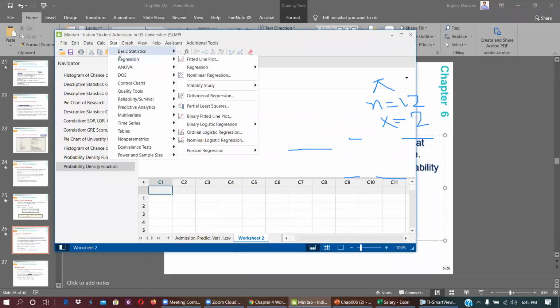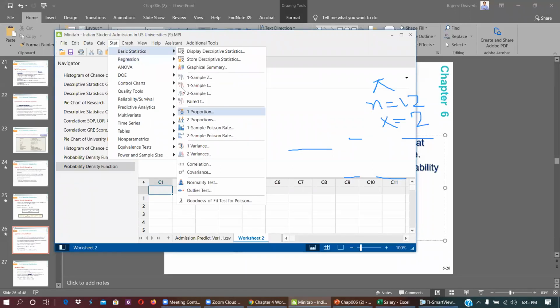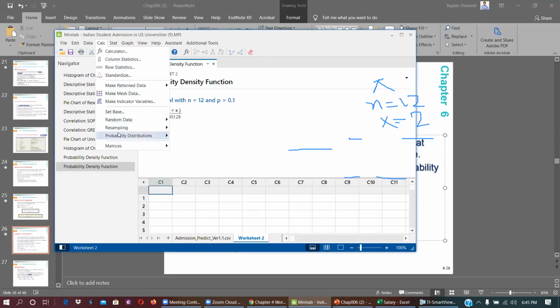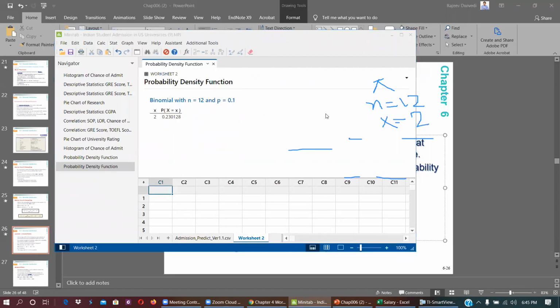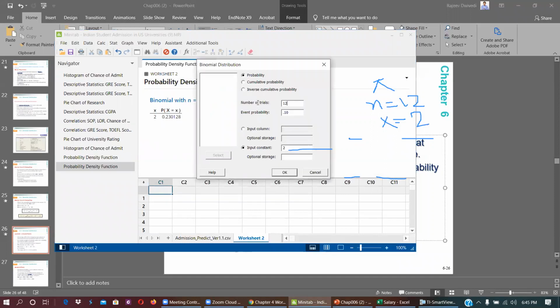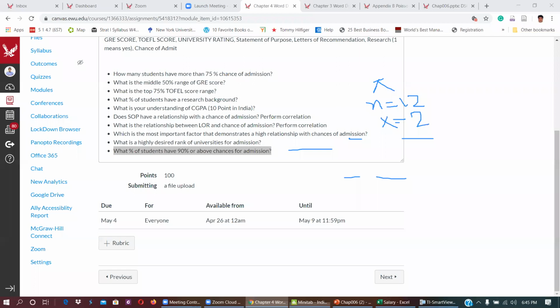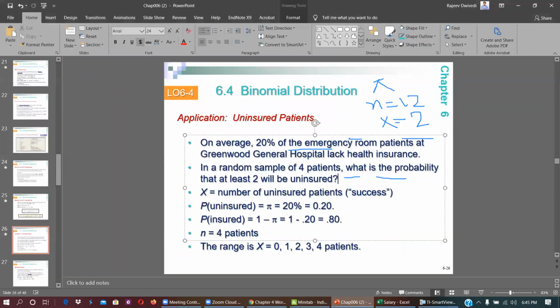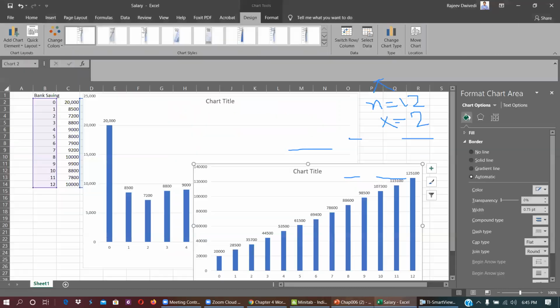Minitab. Okay, here I go on distribution. Here we have binomial distribution, probability. What is the number of trials? They have 4. They just took 4. What is the event probability? 20, means 20% are uninsured. How many? At least, this is asking 3 or 2.